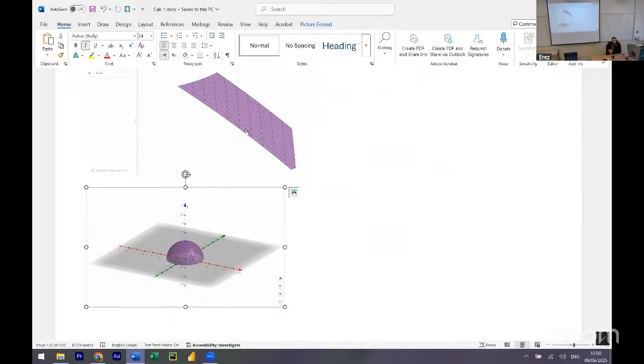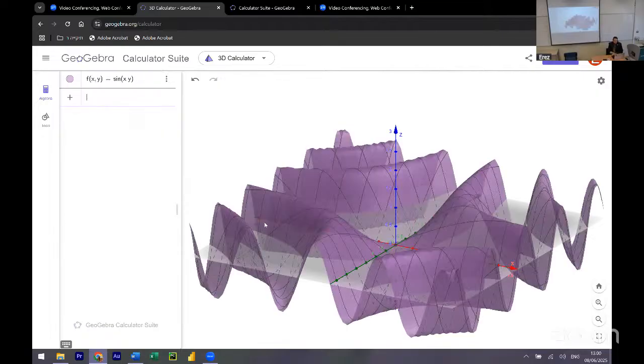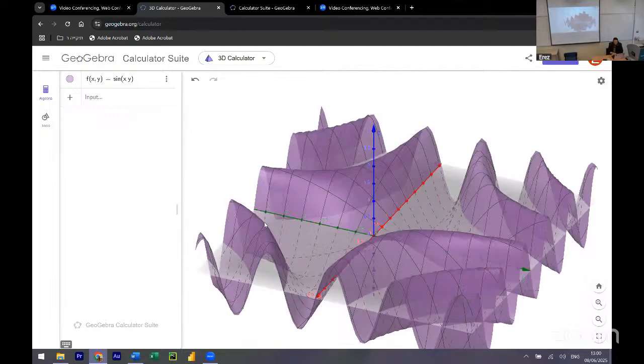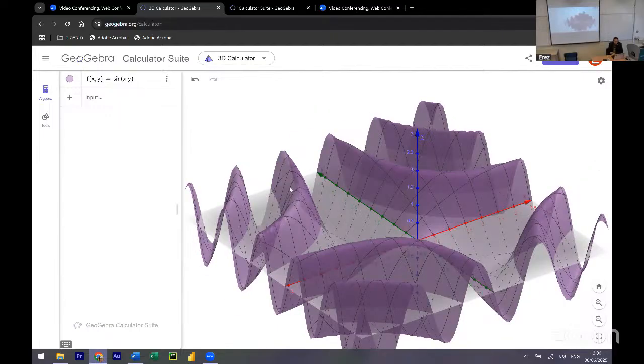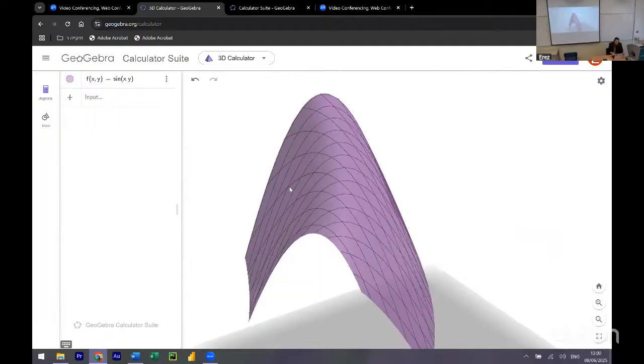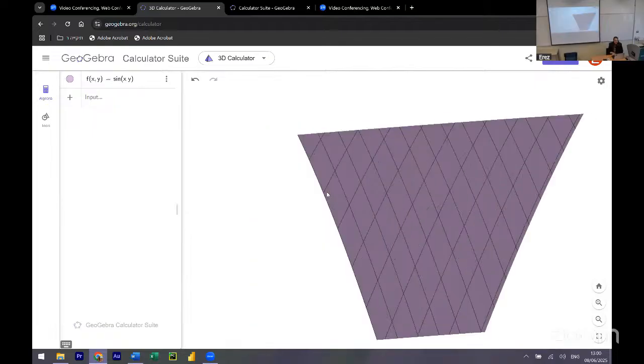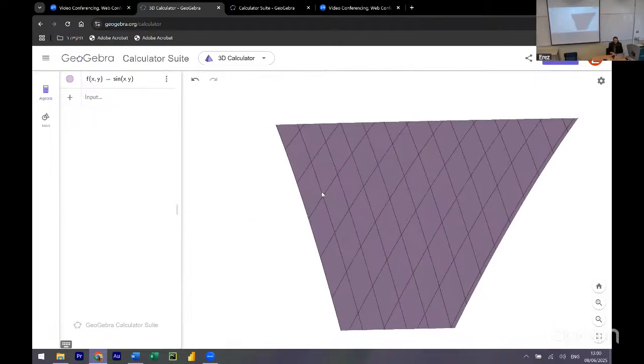Yes, sir. Can you go back to this? Can you type in f of x, y equals, oh wait, can you do sine of xy? Yeah, sure. Which is also differentiable. That's the nice thing. Zooming in anywhere, it looks like a plane. That's differentiability. Everything up close looks differentiable.